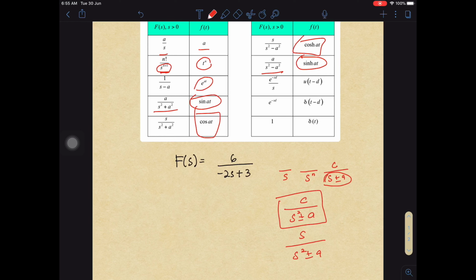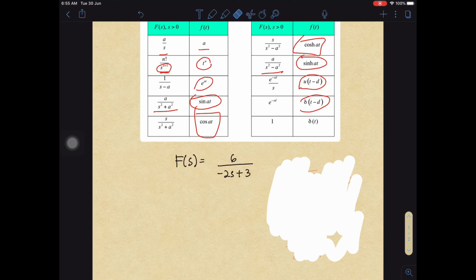If you have F(s) equal to an exponential function over s, then it will be related to the unit step function, but if you have the exponential function alone, it will be related to delta. So this is how you compare to get your f(t) from the table of Laplace transformation.